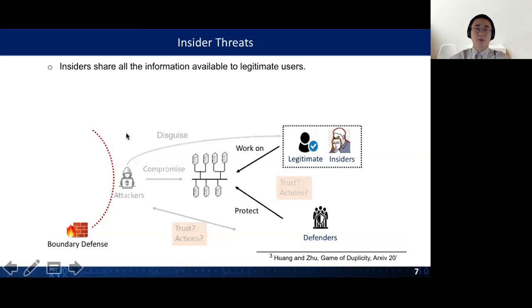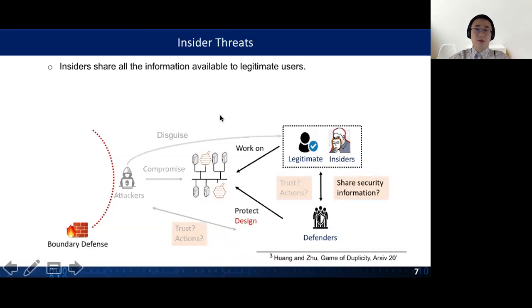The second problem is the insider threat. For intentional insiders, they are already in the system without even the need to break the boundary defense. Honeypots can help to identify malicious users. However, insiders share all the information available to legitimate users, which prevents the defender from sharing critical security information. Then the legitimate user may also access the honeypots and cause an alert fatigue problem for the defender.